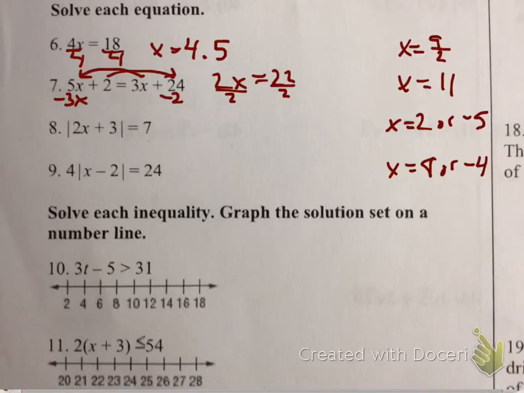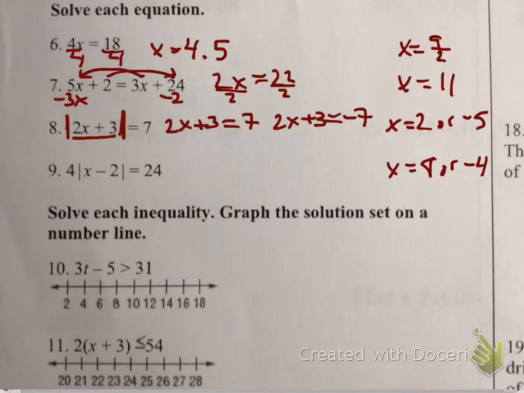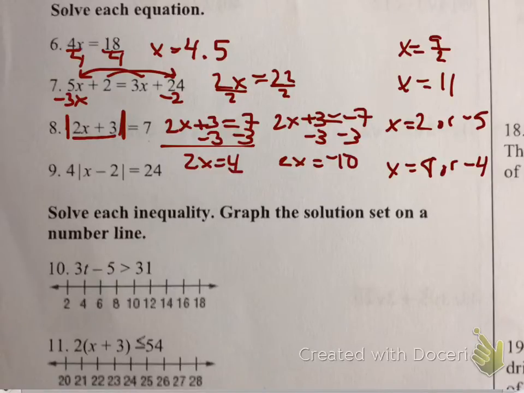Now, with number 8 and number 9, you have to be careful. Notice here on number 8, the absolute value is by itself. In other words, there is nothing outside of it. So that means I can drop the absolute value and say 2x plus 3 equals 7, and 2x plus 3 equals negative 7. Then I need to subtract 3 from both sides on both equations. This gives me 2x equals 4, and this one gives me 2x equals negative 10. Divide both sides by 2, and that's where I get x equals 2 and negative 5. So you can see there that with these absolute value equations, you will get 2 answers. Keep that in mind.